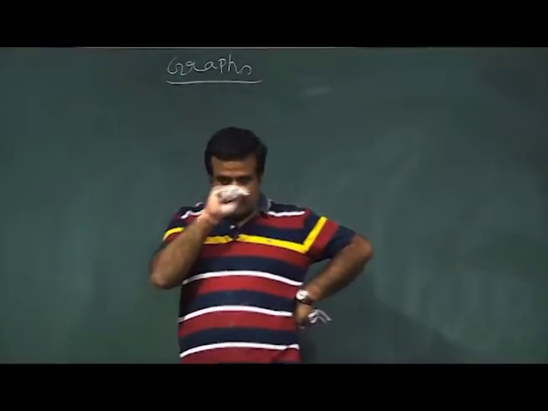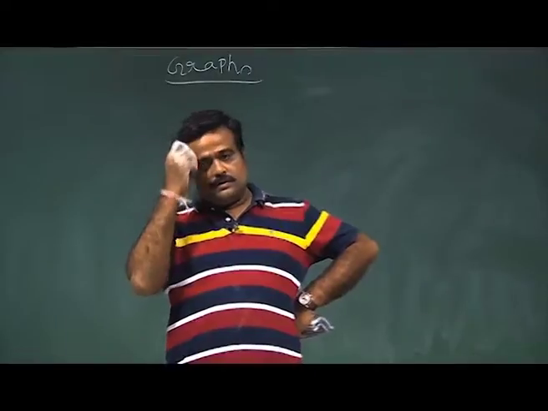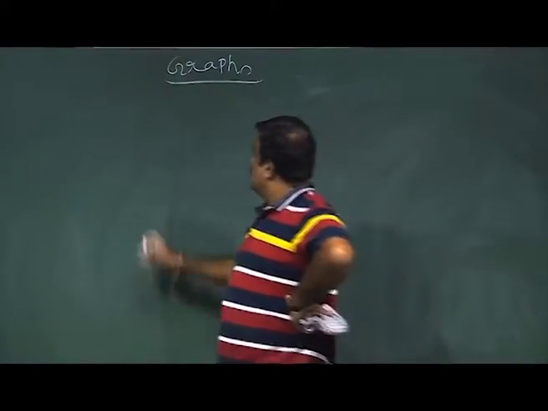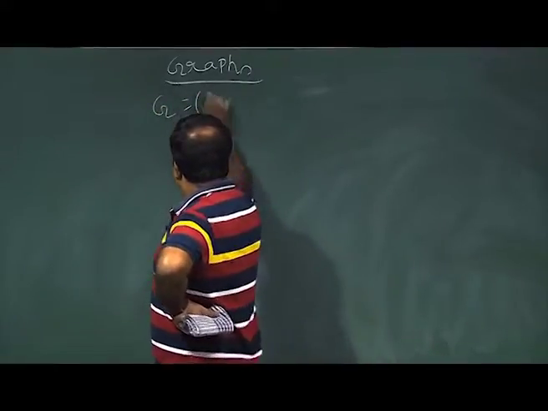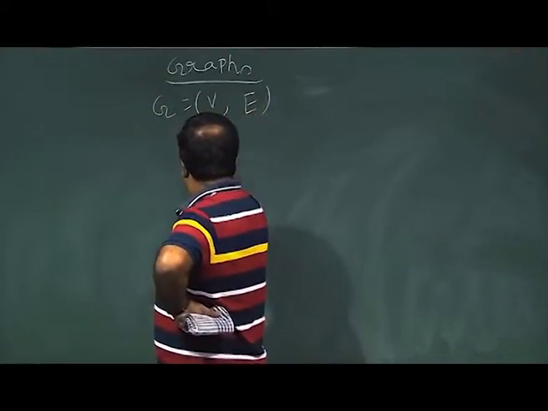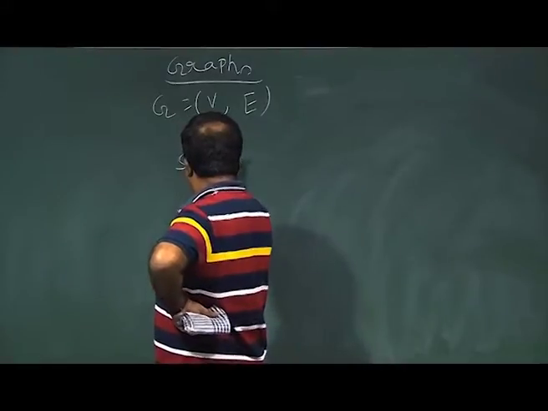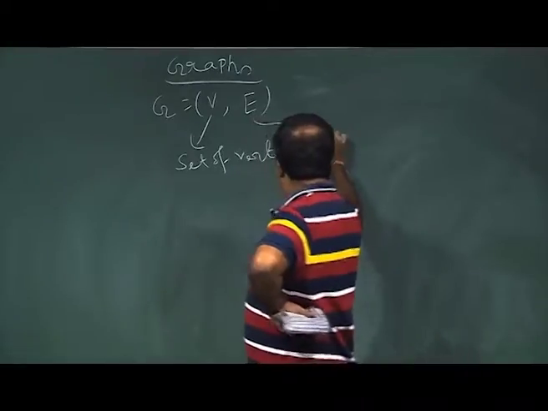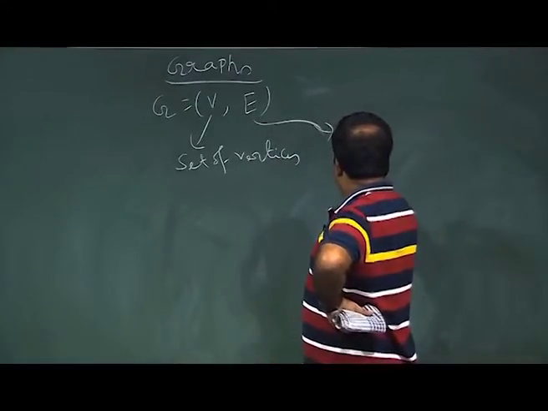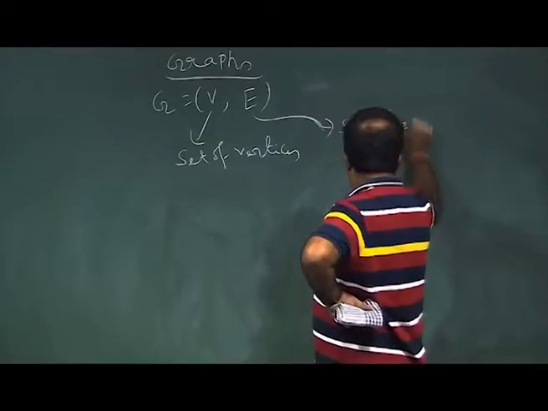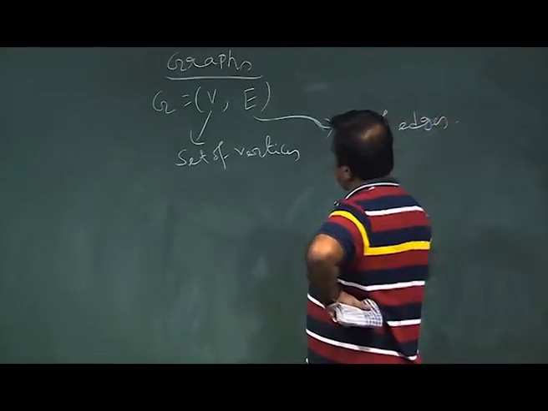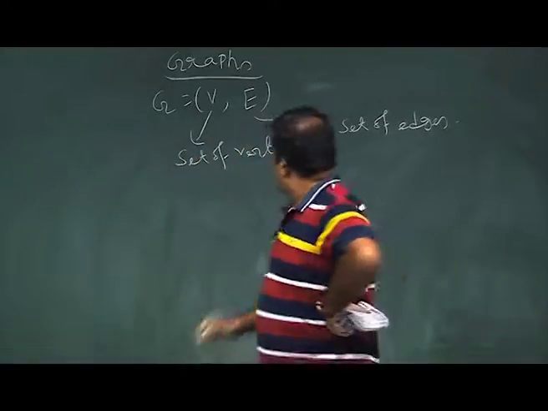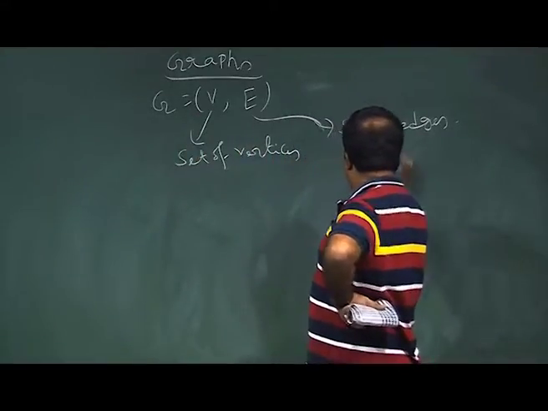Okay, so we start. We talk about graphs. So just to recap, what is a graph? Basically, for a graph we have V and E. V is the set of vertices, also called nodes, and E is the set of edges. E is a subset of V cross V.